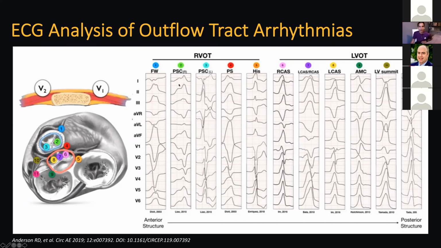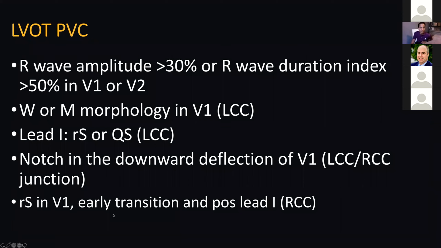I don't want to go through all this stuff again. We kind of looked at this. The one thing I will mention is the PVCs. You're going to have a very narrow QRS because you're getting to the conduction tissue faster. Characteristically, you have an isoelectric, sometimes even a negative AVL, something to look out for. We'll talk about the LVOT ECG features in this next slide.